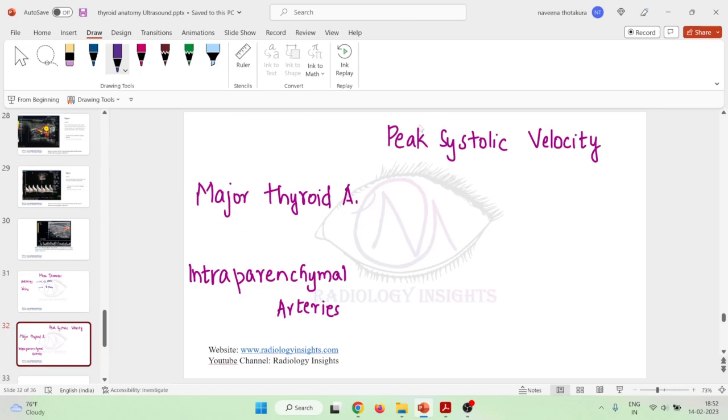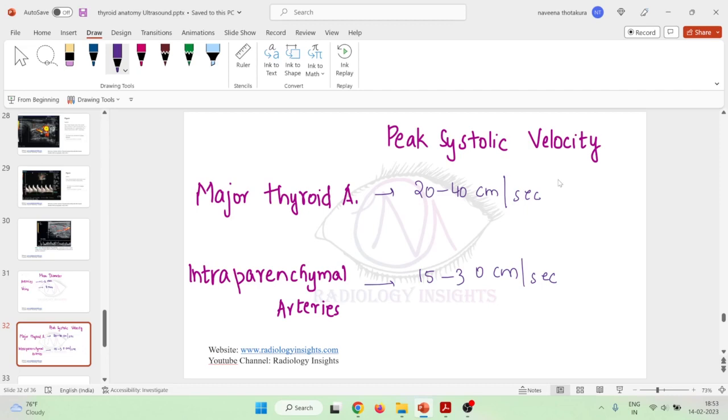Whereas the peak systolic velocity of major thyroid arteries is around 20 to 40 centimeters per second, and the peak systolic velocity of intraparenchymal arteries is around 15 to 30 centimeters per second. The peak systolic velocity is highest in organs which are supplied by more blood vessels.